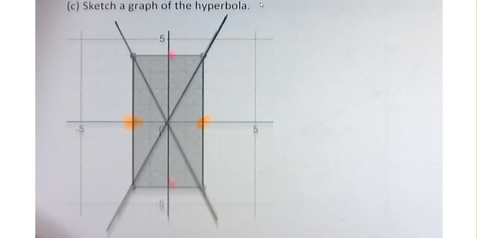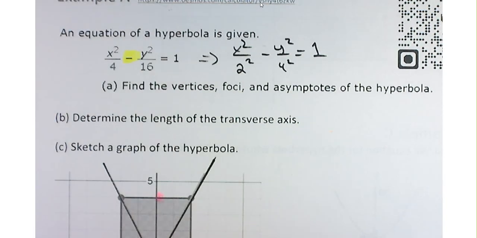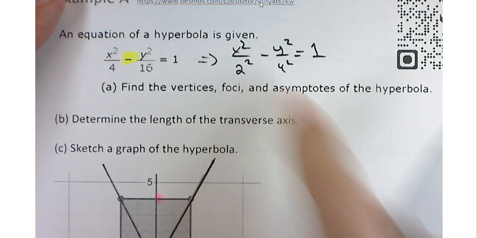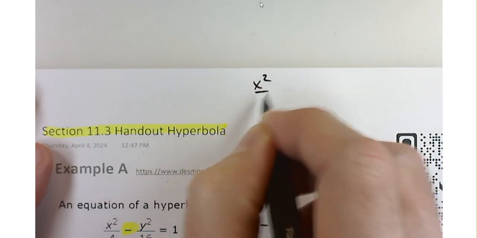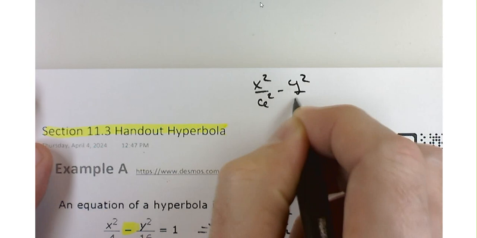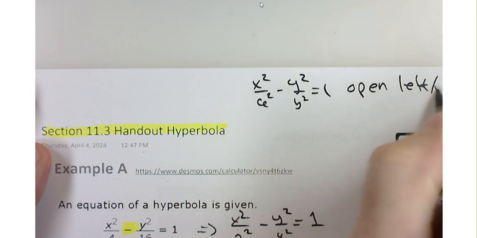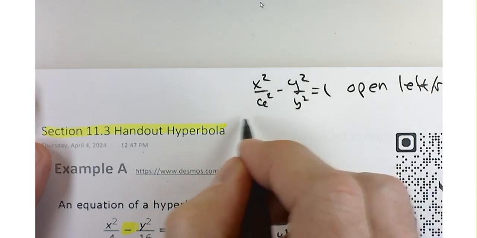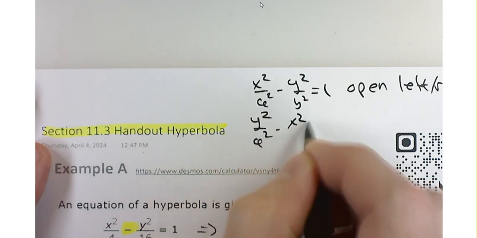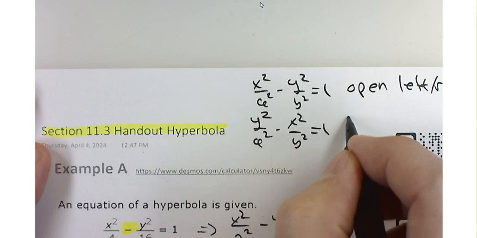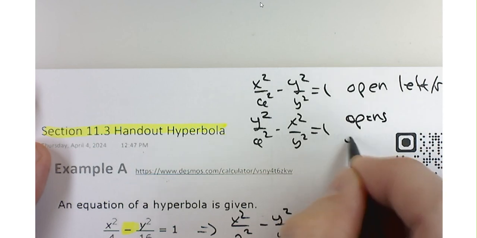Now, because the x squared term is positive, that means it's going to open left and right. If the y squared term was positive, it would open up and down. So let me fit that in here. Let's say x squared over a squared minus y squared over b squared equals 1. That's going to open left and right. If I rewrite things and have the y squared term first, y squared over a squared minus x squared over b squared equals 1, that's going to open up and down.